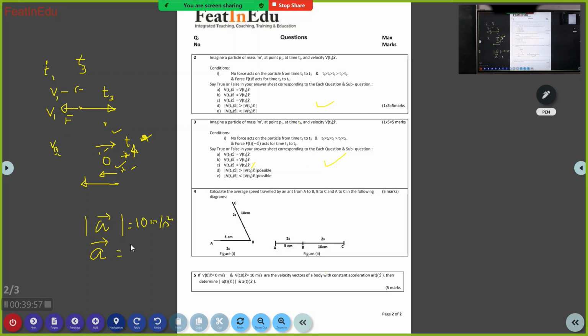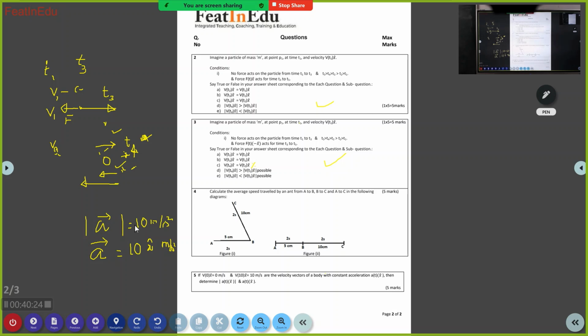So, you should have written 10. What is 10? Magnitude. 10 x cap meters per second square. That means the acceleration is in the x direction. It is a vector.